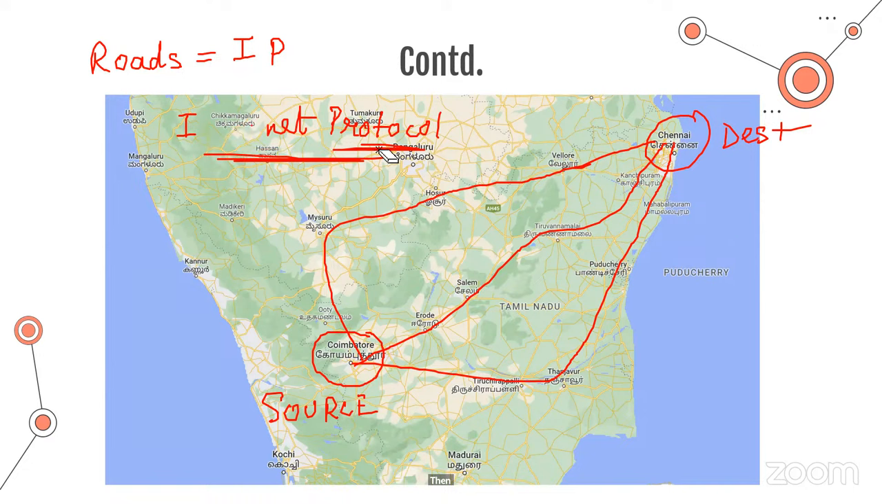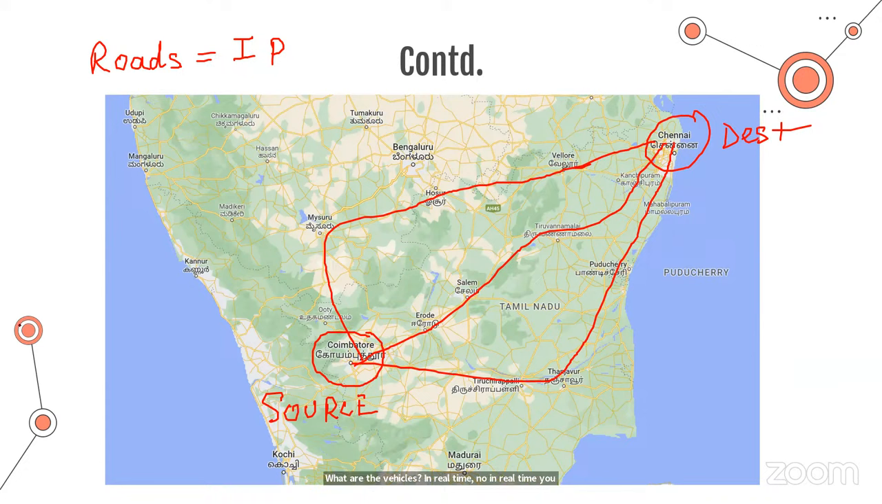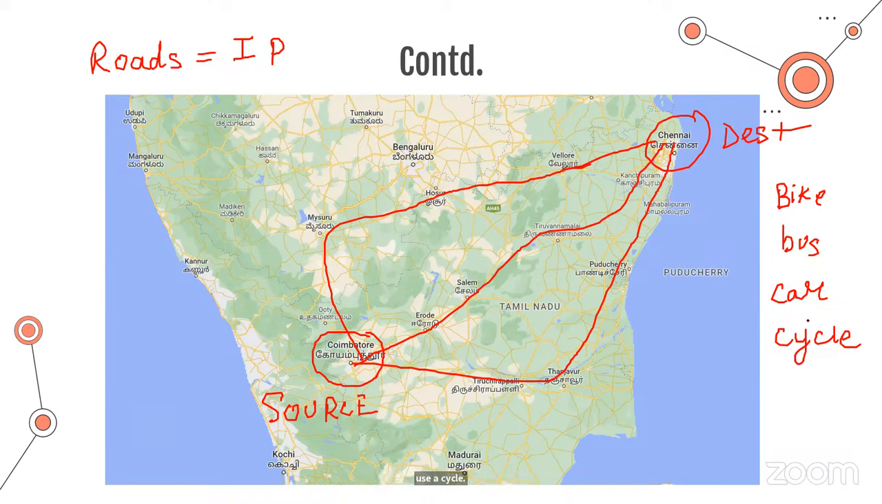Then, if Internet Protocol is roads, what are the vehicles? In real life, you can see that you have different vehicles. If I want to go from Coimbatore to Chennai, I can use a bike. I can use a bus. I can use a car or I can use a cycle. So these are different vehicles that I can use on the road to go from source to the destination.